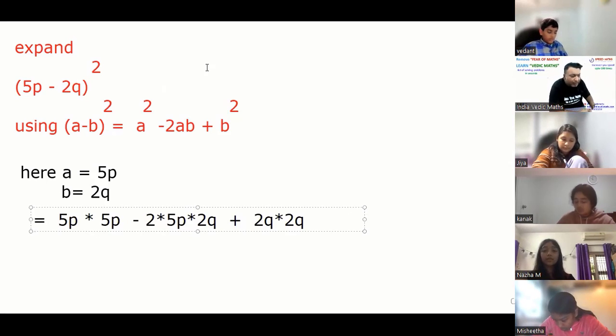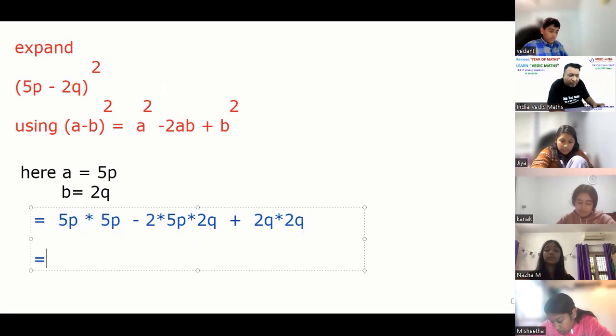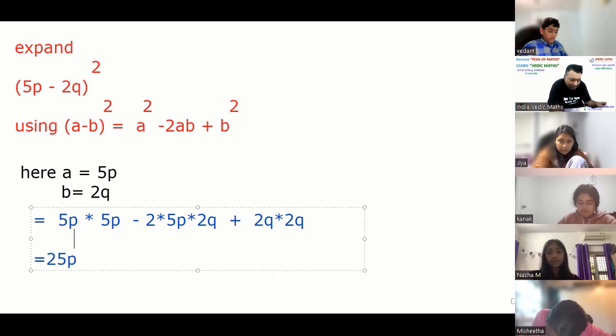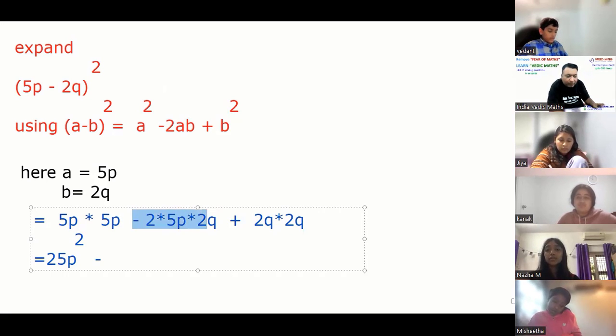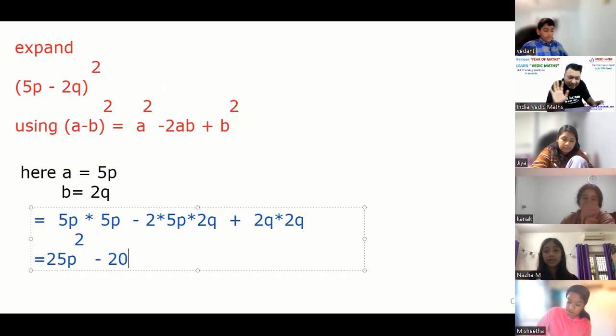How are we going to solve it? Using the identity, now we are going to make it simple. So let's solve. How much is 5p into 5p? 5 into 5 is 25, and p into p is p squared. Next, let's do only numbers here: 2 into 5 into 2. 2 into 5 is 10, 10 times 2 is 20. So numbers are done: 20.